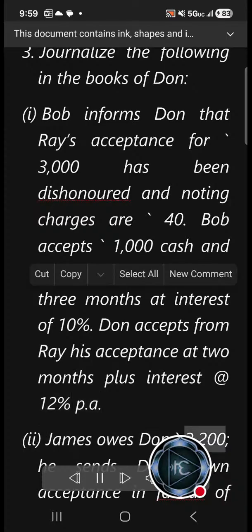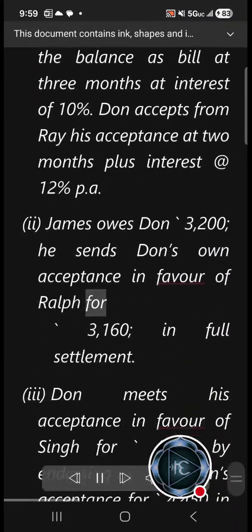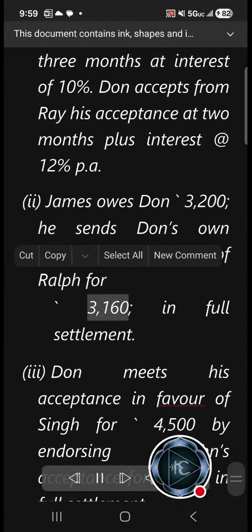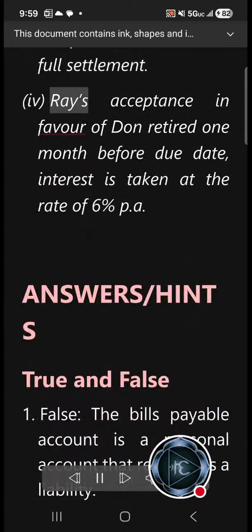James owes Don $3,200. He sends Don's own acceptance in favor of Ralph for $3,160 in full settlement. Don meets his acceptance in favor of Singh for $4,500 by endorsing John's acceptance for $4,450 in full settlement. Ray's acceptance in favor of Don retired 1 month before due date. Interest is taken at the rate of 6% PA.